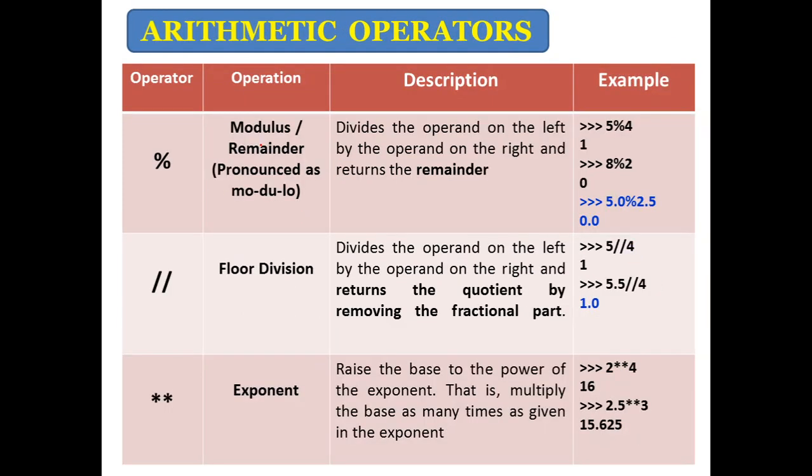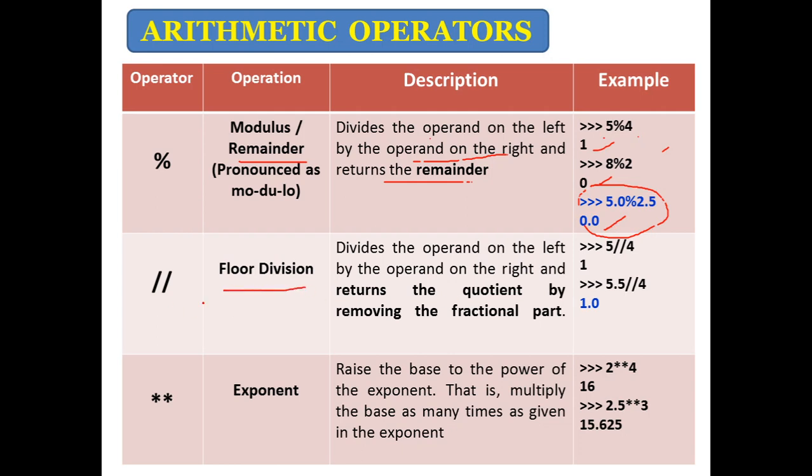Some other operators: modulus or modulo, we can call it the remainder operator. It divides the operand on the left by the operand on the right and returns the remainder. Here 5 modulo 4 gives 1, 8 modulo 2 gives remainder 0, and it is important, 5.0 modulo 2.5 gives remainder 0.0. That means in Python we can also find remainder values for floating point numbers. It supports this type of facility also.